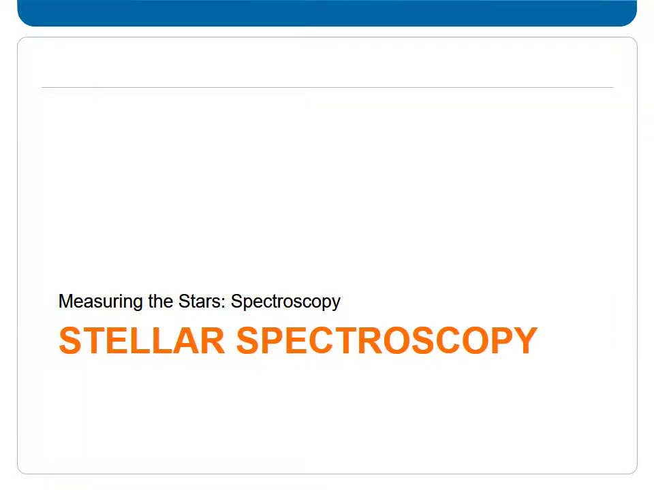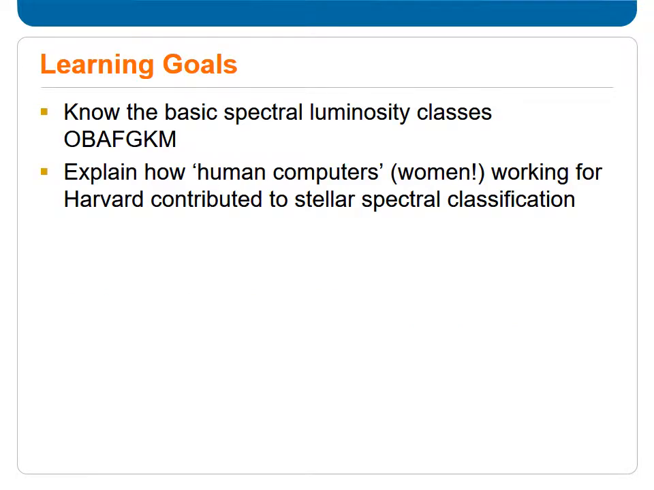This lecture explains what stellar spectroscopy is, and how it was developed historically. Some of the view graphs were borrowed from presentations found online. The learning goals of this lecture are to know the basic spectral luminosity classes, and to explain how human computers, women, working for Harvard contributed to stellar spectral classification.